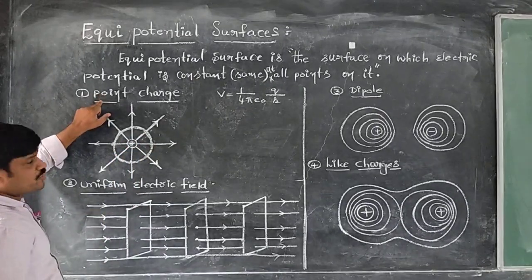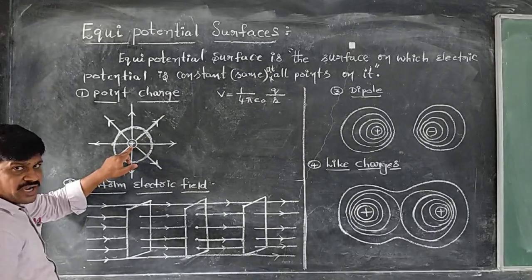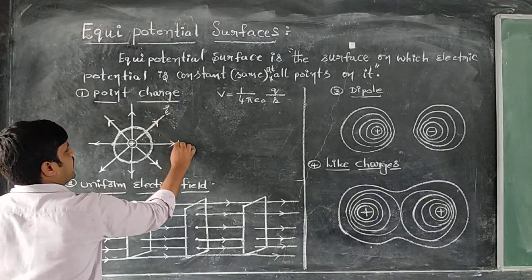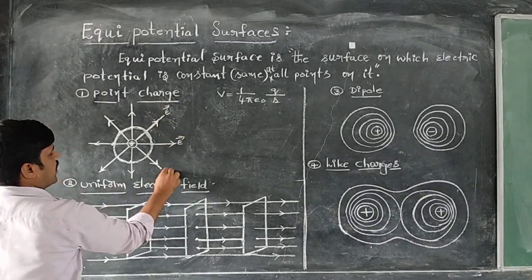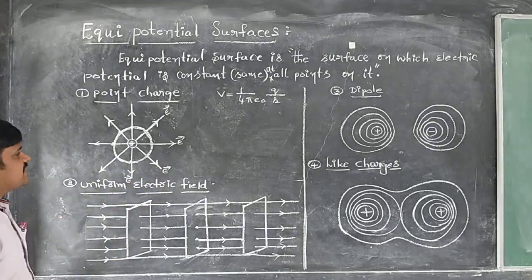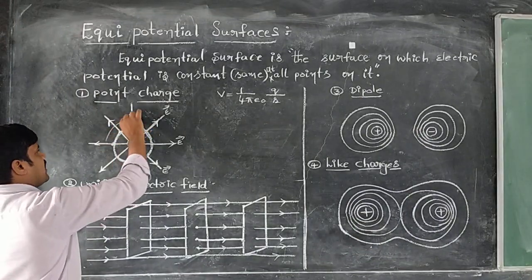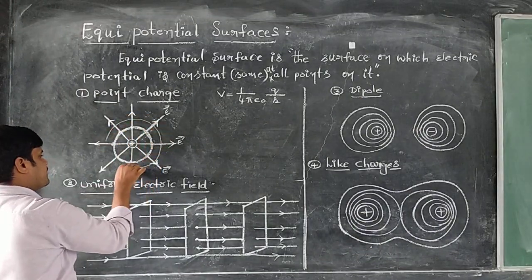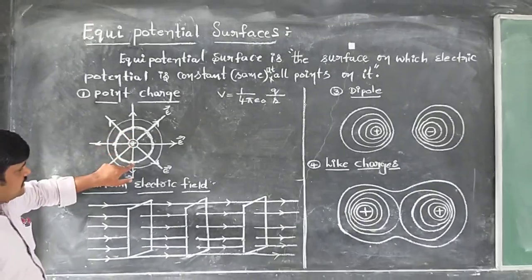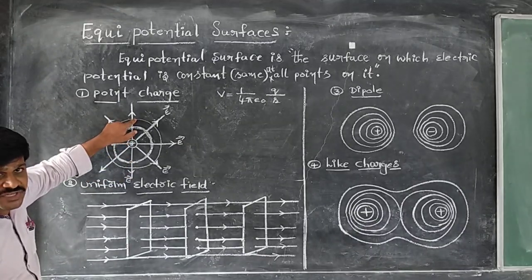Actually, students, what is this direction? This is the positive charge. From the positive charge, the direction of the electric field is radially outward, away from the charge. Now, if you increase the distance, you get another spherical surface. This is the first equipotential surface, this is the second equipotential surface.